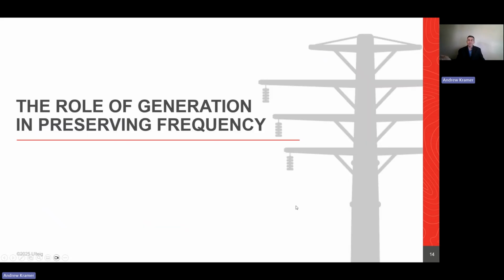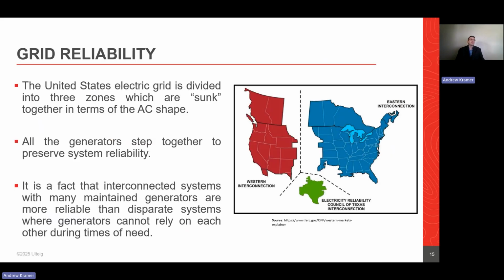Okay, so we've talked a little bit about reactive. Let's go on to frequency. We mentioned that just a little bit ago, 60 hertz, right? So the United States electric grid is divided into three zones, which are synced together in terms of AC shapes. When we get into the discussions on the independent system operators and the grid and how we control it, we're going to spend a lot more time on this. But for right now, you can think of the grid being divided into three independent regions. There's the Eastern Area Interconnection, which is that blue region on the right. There is WECC, the Western Area, which is in red.